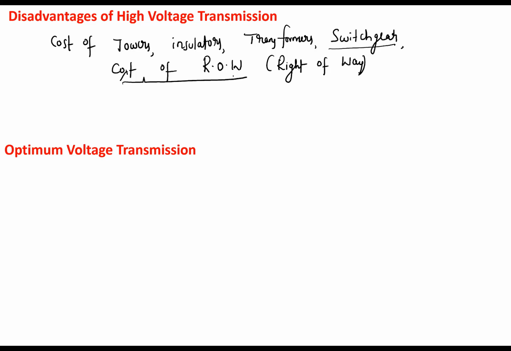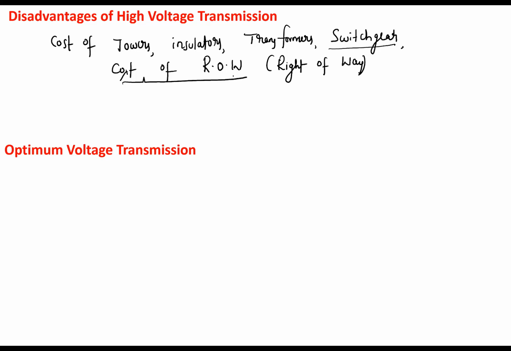So the higher the voltage, the more the cost of ROW. So all these costs will increase. These are the disadvantages of high voltage transmission. Any doubt in this one? No, sir. So there are some advantages and some disadvantages.